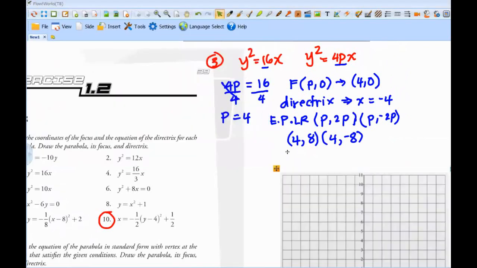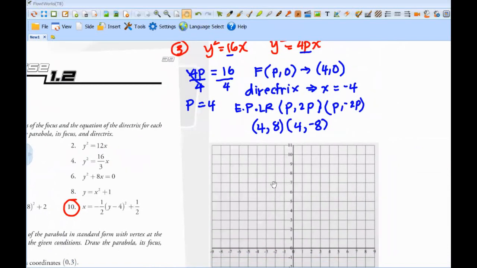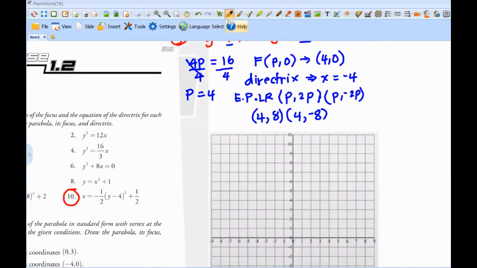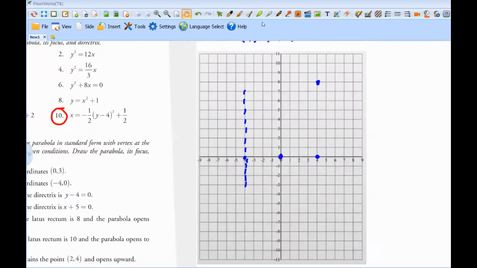Okay, so let's graph. Let's start with the focus, (4, 0). Next, the directrix is x = -4. So this is our directrix. We have our 4p. The vertex, definitely, is at the center, the origin. So (4, 8) is here, and the other one is (4, -8).